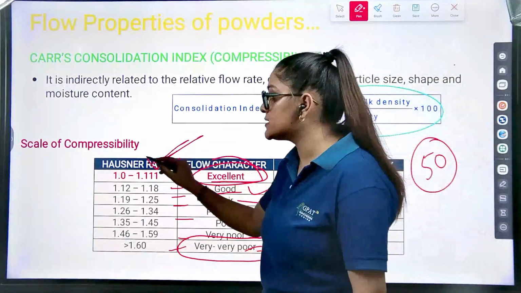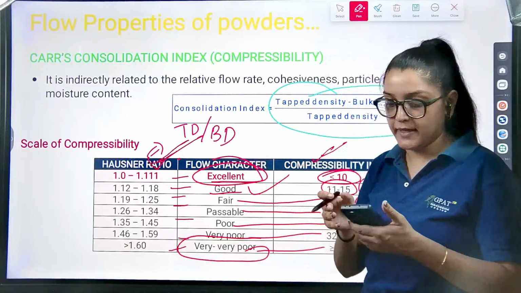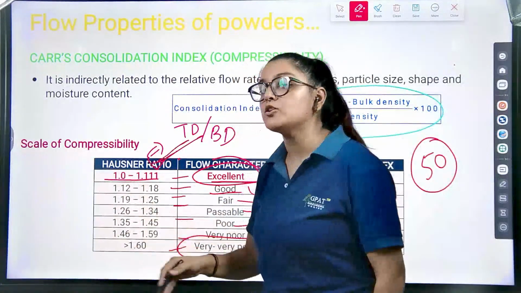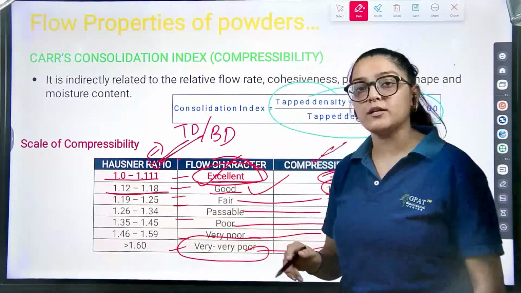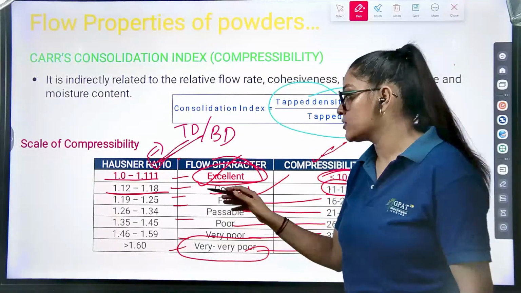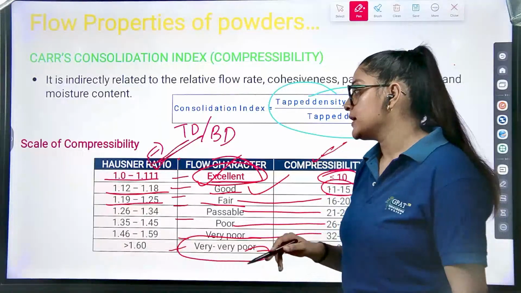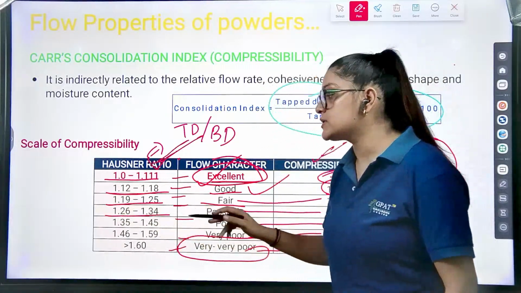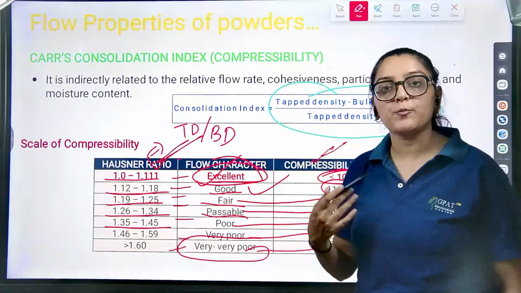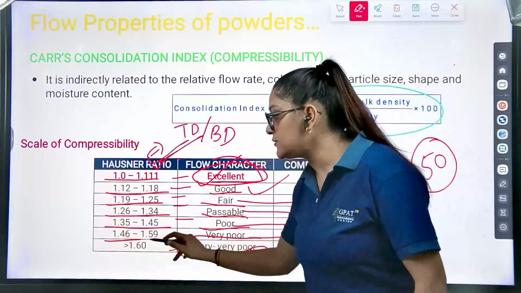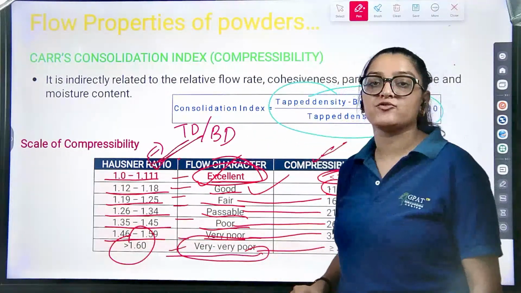Then the Hausner ratio is nothing but tap density upon bulk density. If the value is between 1 to 1.1, it will offer excellent flow. If 1.12 to 1.18, good flow. 1.19 to 1.25, it will offer fair. 1.26 to 1.34, passable. 1.35 to 1.45, poor. 1.46 to 1.59, very poor. And greater than 1.6 will be extremely poor.